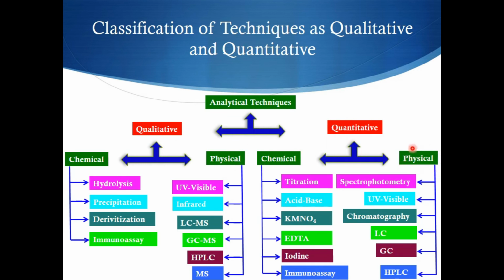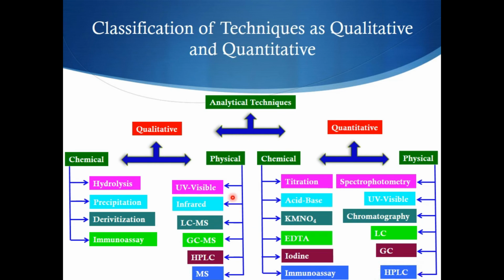Then there are physical methods which we can use for the quantification of a specific substance present in the sample, and this again includes spectrophotometry, which is UV visible spectrophotometry. We can use then chromatography. In chromatography, for the quantification, this includes liquid chromatography, gas chromatography, and then more specifically we can also use high performance liquid chromatography for the quantification of different substances present in the compound.